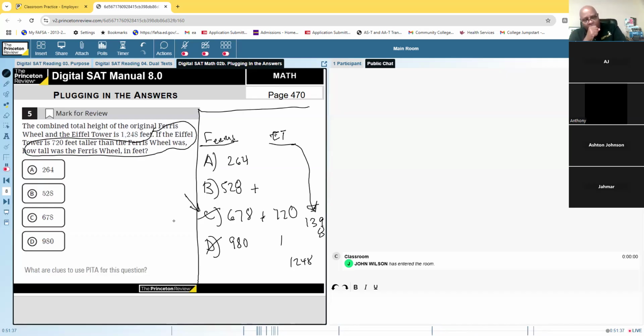Add. Read the second sentence again. If the Eiffel Tower is 720 feet taller than the Ferris wheel was. Stop. How are we going to get it? Add 720. Are you asking me or telling me? Telling you. Okay, good. You only have two numbers to work with here, right? So what do you get when you add them together? 1,248. You add them together and you get 1,248.